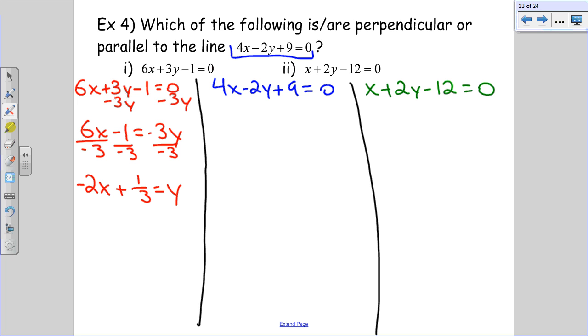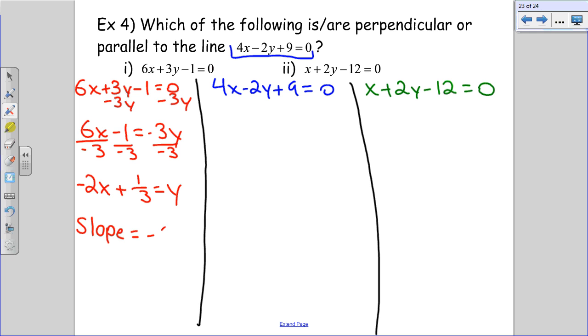I followed the same process. Move the y's over, divide by the coefficient. What's the slope on this equation? It's negative 2. The number attached to the x is the slope. What if I do that blue one?